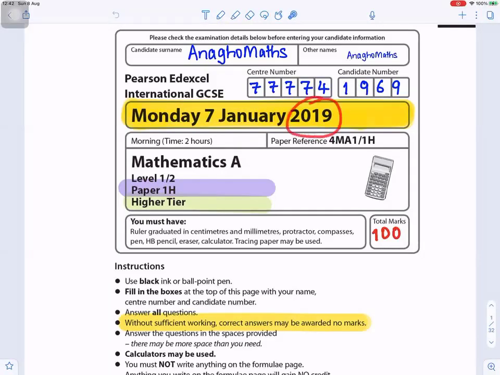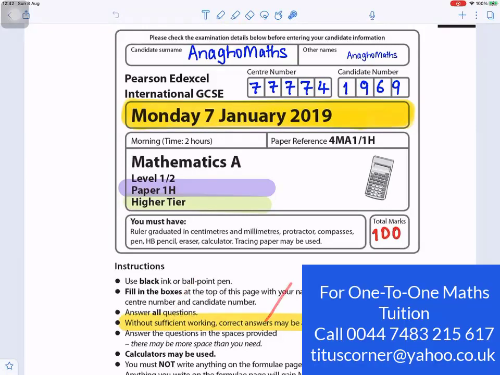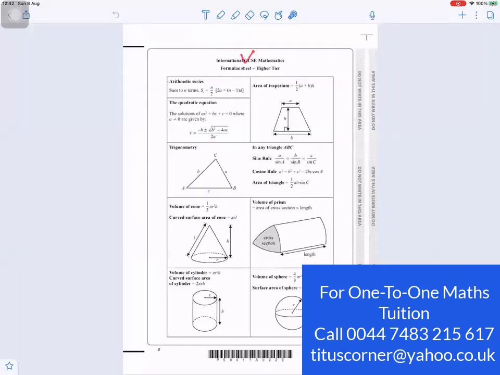January 2019, Mathematics A, Paper 1H, higher tier. Without sufficient working, correct answers may be awarded no marks. Total 100 marks. International GCSE Mathematics Formula Sheet, higher tier.